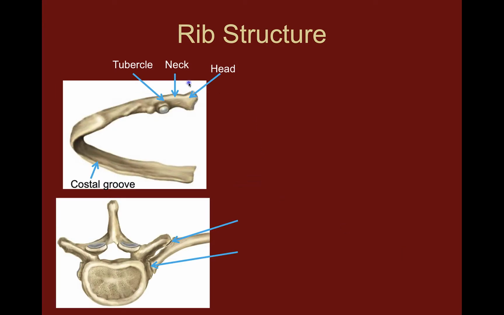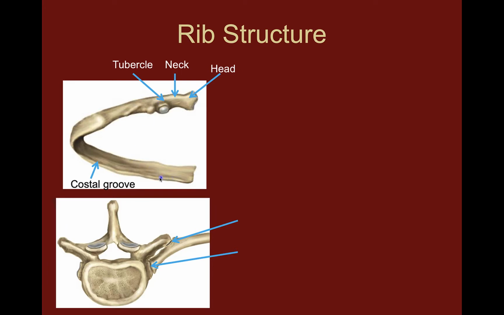To look a little bit closer at a rib, we have some structures that you'll need to identify. So we have our head of our rib, the neck, and the tubercle. And this tubercle is going to be a really important feature for you to know.